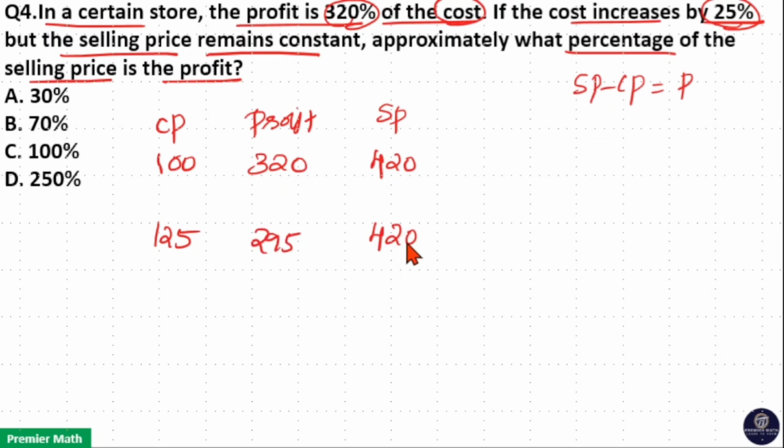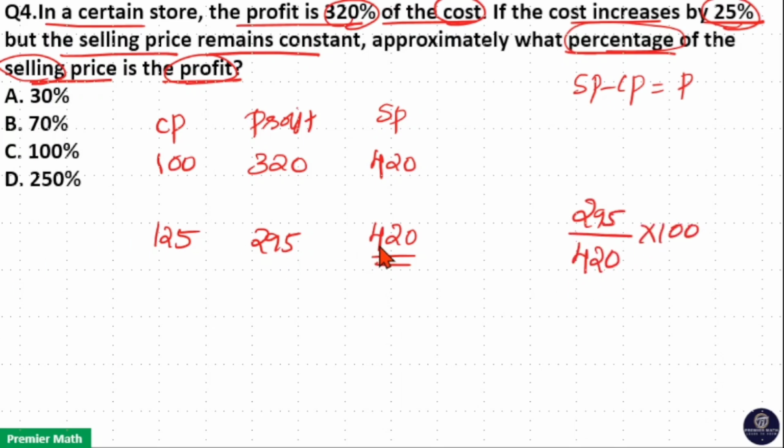Or you can subtract 125 from 420. 420 minus 125 is equal to 295. Now we need to find out what percentage of selling price is the profit. Now profit is equal to 295. So we need to find out 295 is how much percentage of the selling price 420.